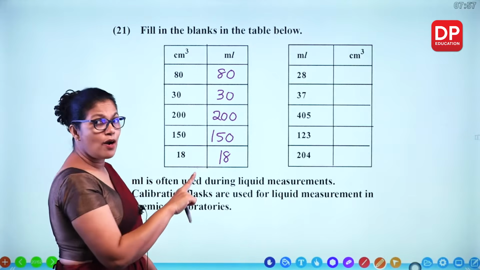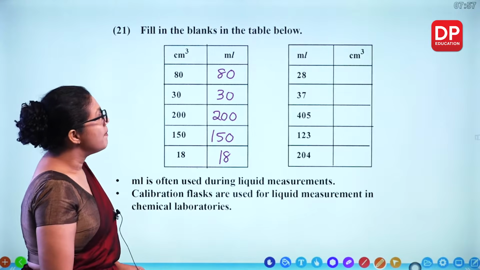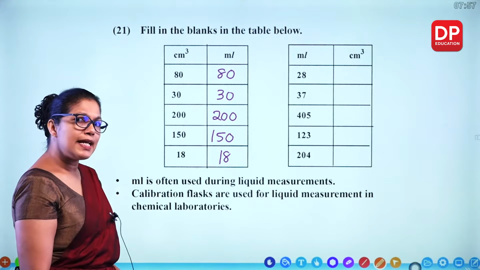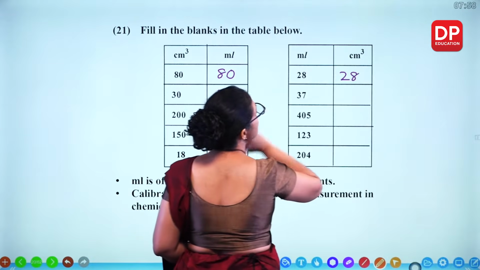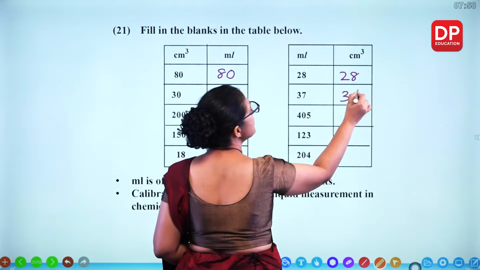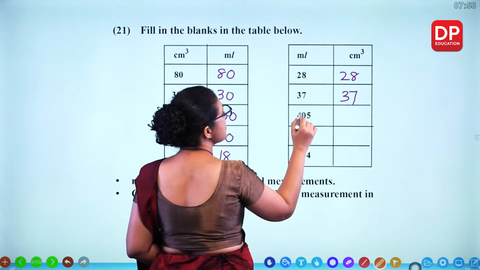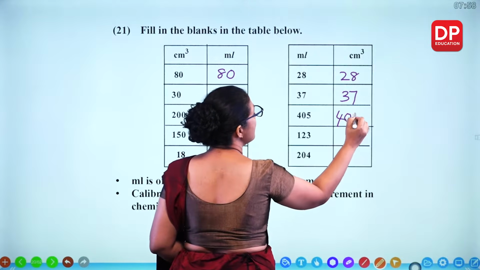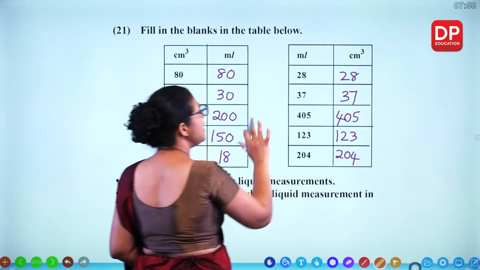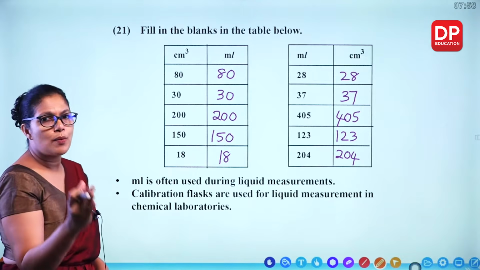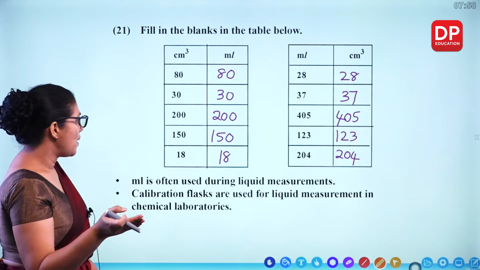Now, the other way around is the same. Milliliters given. 28 milliliters is the same as 28 cubic centimeters. 37 is the same as 37 cubic centimeters. 405, 123, whatever the value you are given in milliliters, it is equal to the cubic centimeter value.